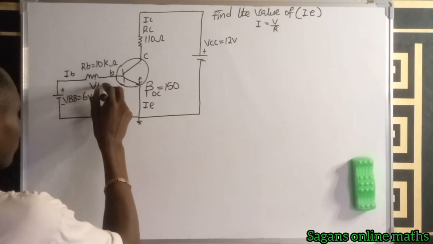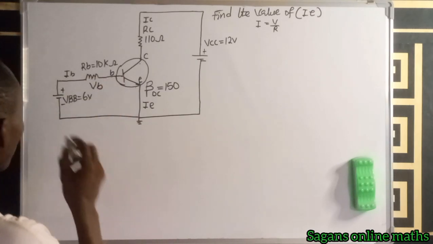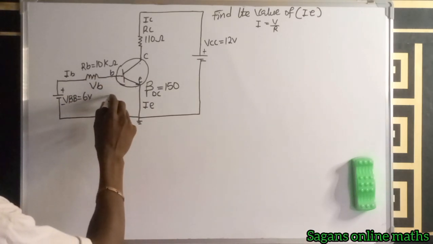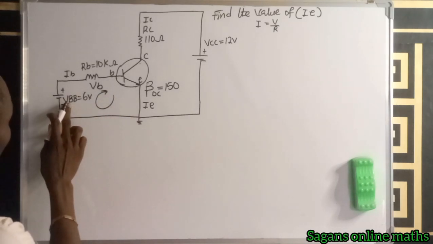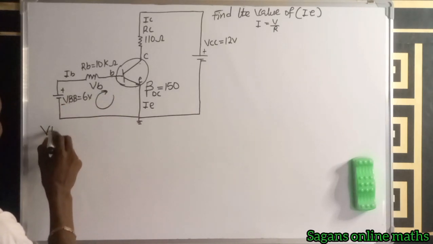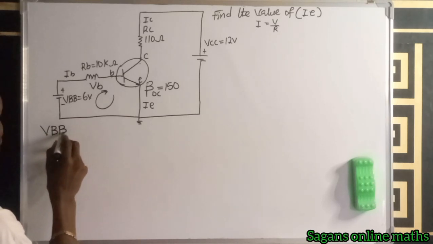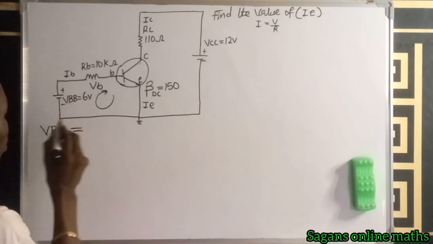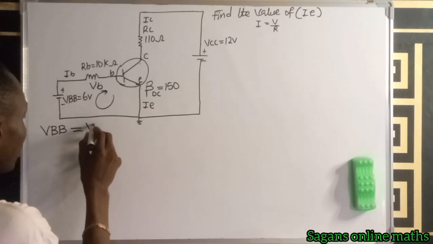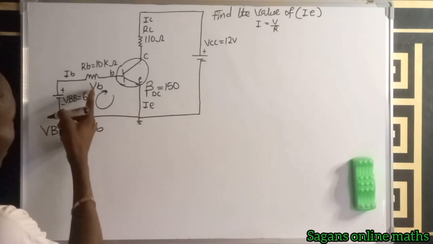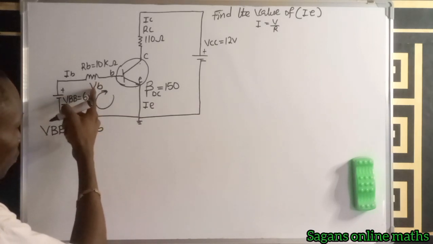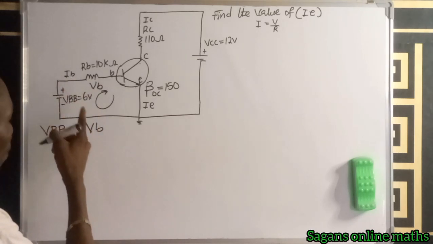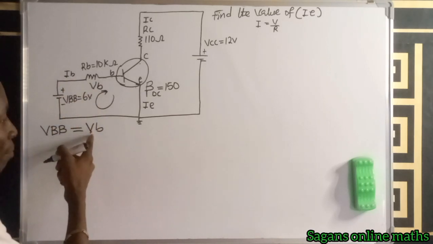Now, I want you to understand that this flows to this. Let me draw it. It flows in this direction, right? Now, this is VBB. It means that VBB, as I've seen, is equal to VB. Because VB is here, right? Are you seeing VB in this direction? Look at VB. VB is here. Why am I choosing VB and ignoring IB? I'm looking for VB, right?